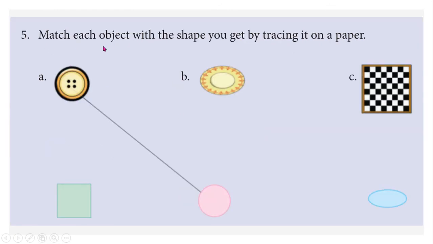Question number 5, match each object with the shape you get by tracing it on a paper. So if these objects are traced on a paper, what kind of shapes do we get? We need to match the shapes with the objects. Here we have a circular object, a button. If you draw its outline on the paper, you will get a circle. So these two are matched here. Here we have an oval shaped object. It seems to be a plate, but it is oval in shape, and when we draw its outline on a paper, we will get an oval. So we will draw a straight line to match this object with the shape. And it's a chessboard which is square in shape, and the chessboard and the square shape are matched together. So this is how we need to match the object with its shape.